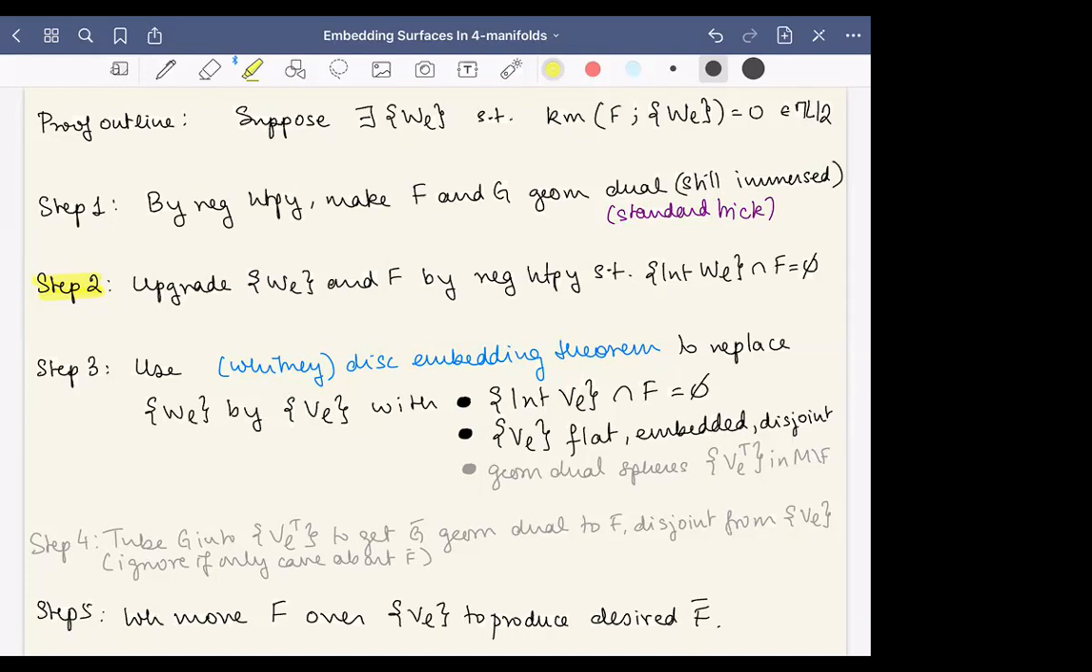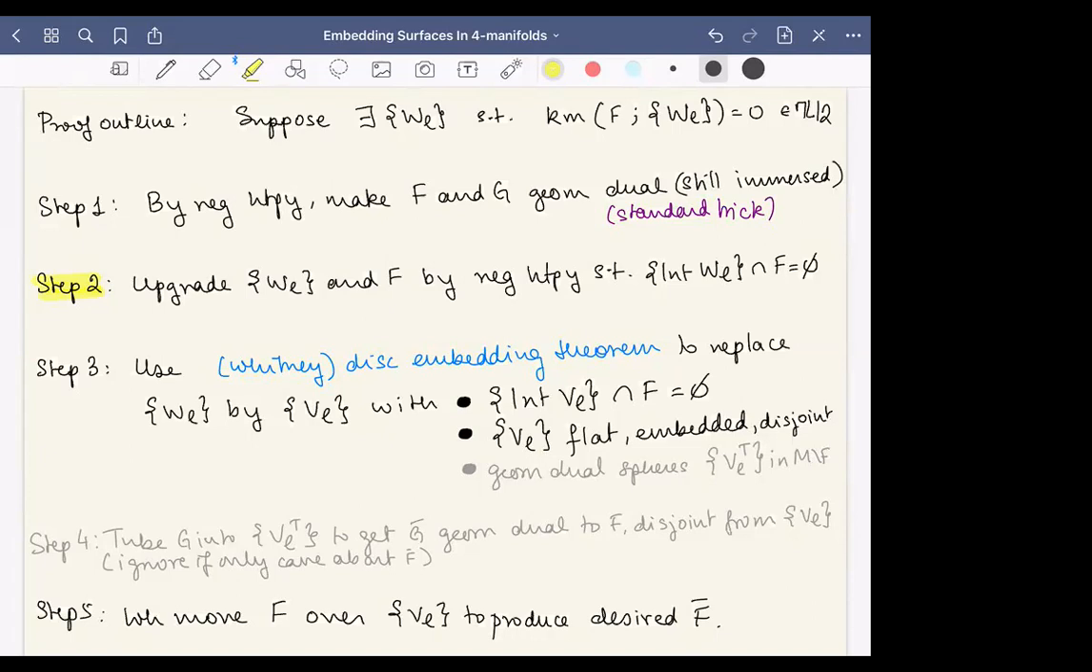That's the outline. You have these immersed, you have F and G, they intersect, you make them geometrically dual. Don't worry about how to do that. Using the Kervaire-Milnor invariant vanishing, we'll get some Whitney disks that are disjoint from the surface that you need to embed. Disk embedding theorem will make those Whitney disks embedded, still in the complement. And then once we do the Whitney move, we get an embedding.